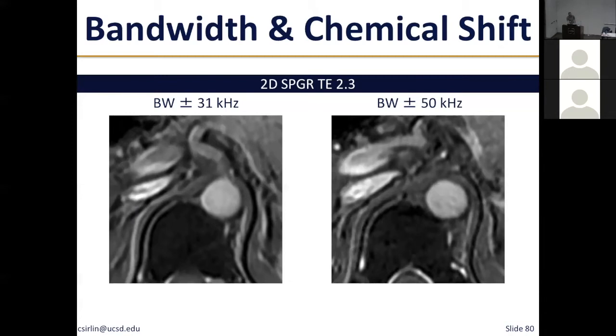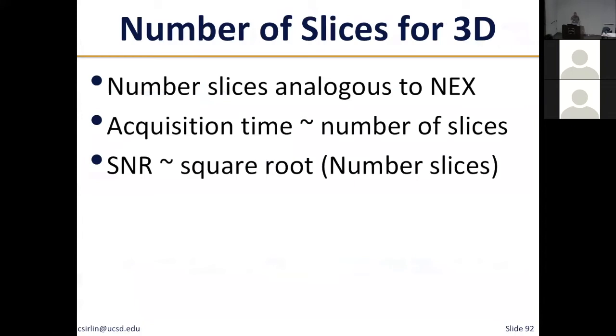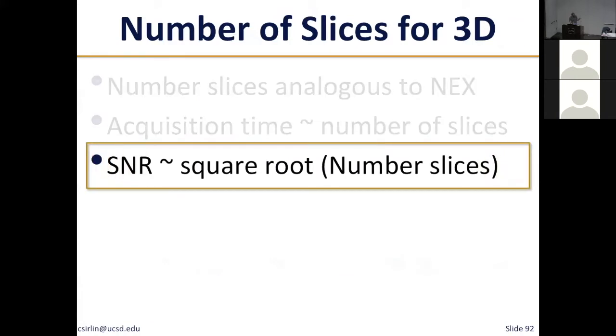So this image probably is about 30% less signal to noise than that one. Okay, let's now look at the number of slices for a 3D acquisition. The number of slices in a 3D acquisition is analogous to the number of excitations, and also it is proportional to the acquisition time. But what I want to talk about today is that the signal to noise is proportional to the square root of the number of slices.